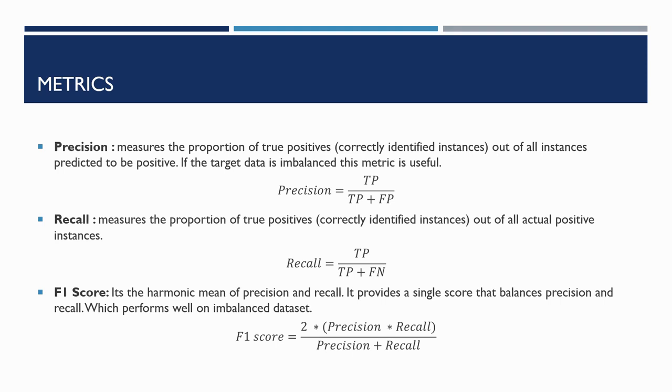And the next one is recall or sensitivity. Recall computes the ratio of positive classes correctly detected. This metric gives how good the model is at recognizing a positive class, which measures the proportion of true positives out of all actual positive instances.